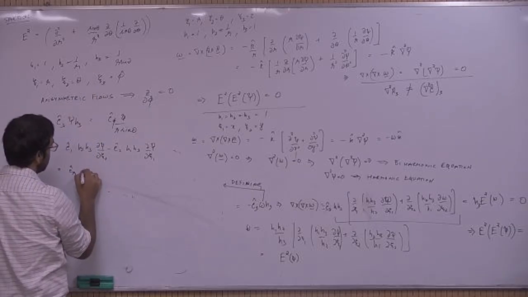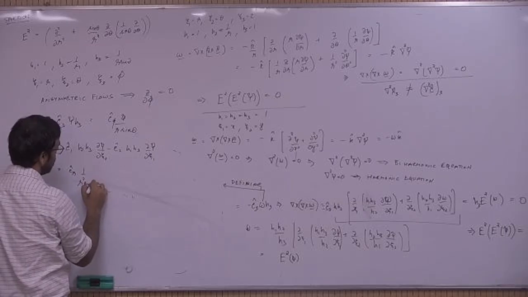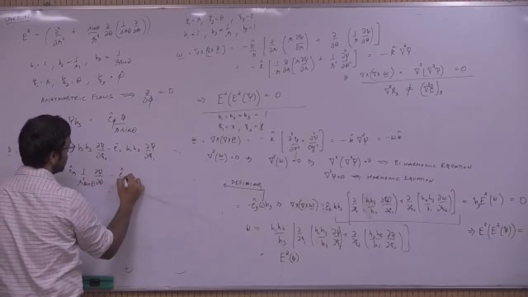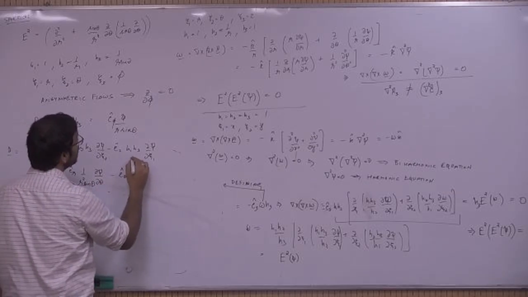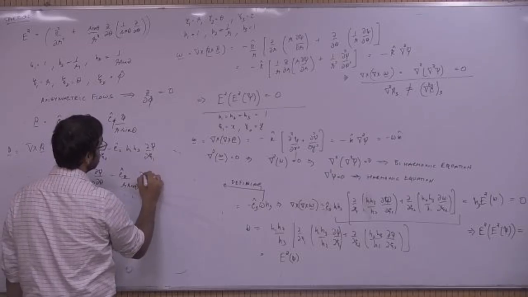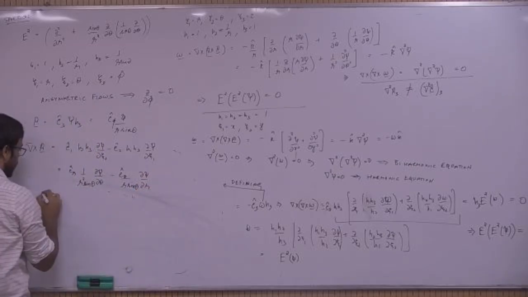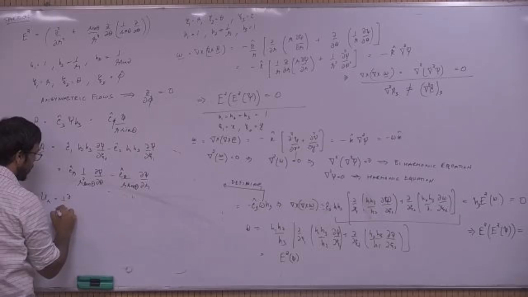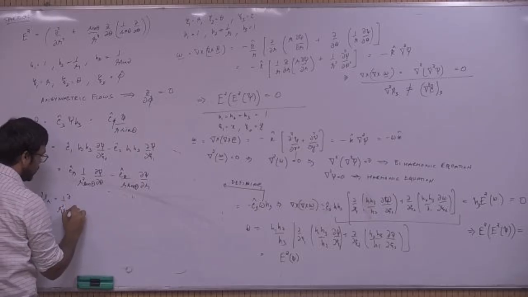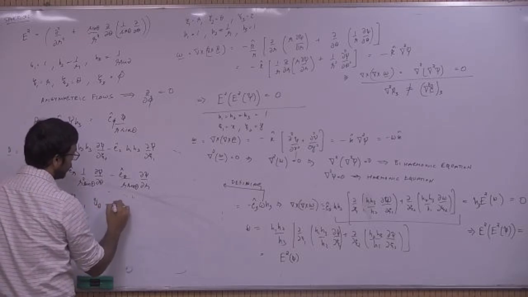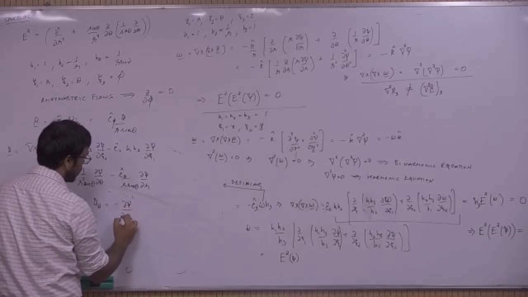So substituting your h1 h2 h3 here, we get E hat r, h2 is 1 by r, h3 is 1 by r sine theta. So 1 by r square sine theta del psi over del theta minus E hat theta, h1 is 1, h3 is 1 by r sine theta. So 1 by r sine theta del psi over del r. So that means you have a radial component of velocity, which is 1 by r square sine theta del psi over del theta, and you have a tangential component of velocity, which is minus del psi over del r, 1 by r sine theta.